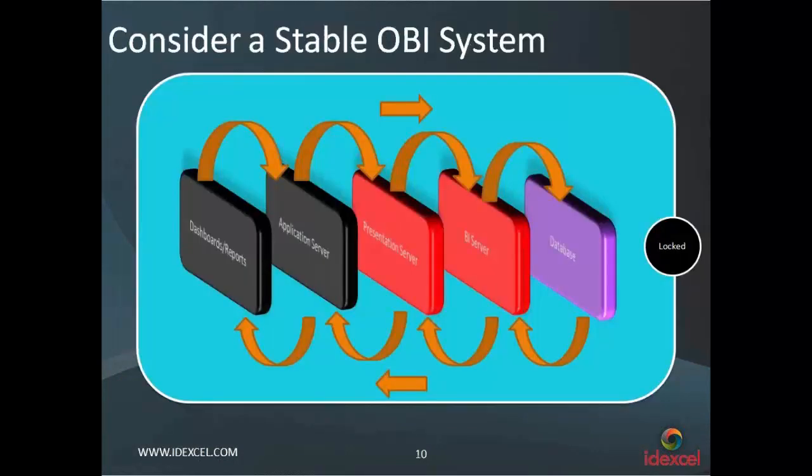Okay, so if you consider a stable OBI system, typically what happens is on the leftmost side we have dashboards and reports. When a user requests a particular dashboard, as you all know, it goes to the app server, and then from there to the OBI instance to the presentation server. Then the BI server takes that logical query, creates a physical query, sends it to the database, and the information goes back and forth.